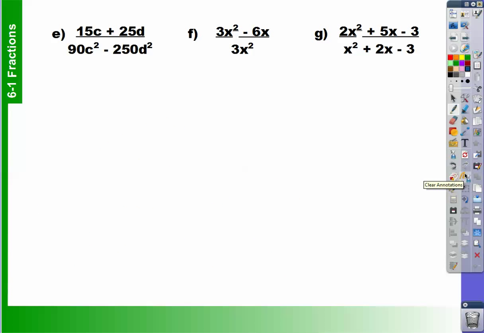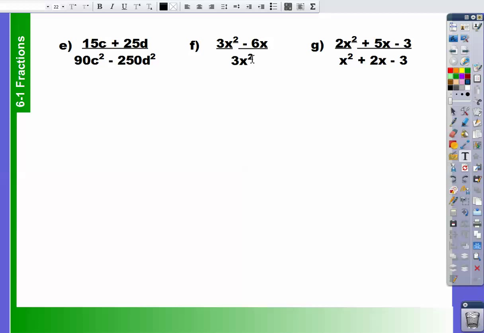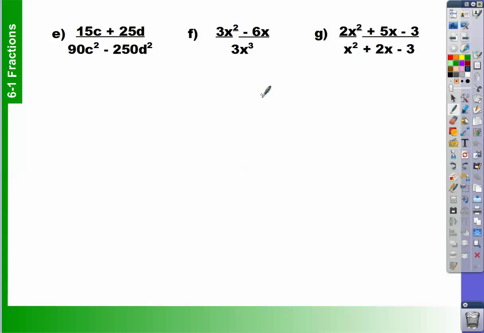For F, again, we're going to have to factor. Now, do we need to factor the denominator? Oh, yes, Ava is reminding me that this should be to the third power, right? Okay, so I can check. The denominator should be to the third power. All right, so there never was a typo ever.